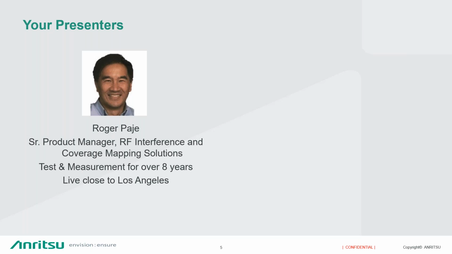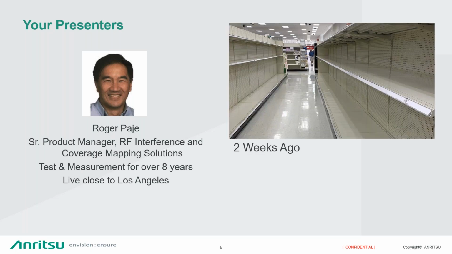And just to lighten things up a little bit, during this lockdown 2 weeks ago, I'm going to ask: this is an aisle in my grocery store. What do you think should be stocked here? Let me see if I can see that. Yeah, this is the toilet paper aisle. And that was 2 weeks ago.